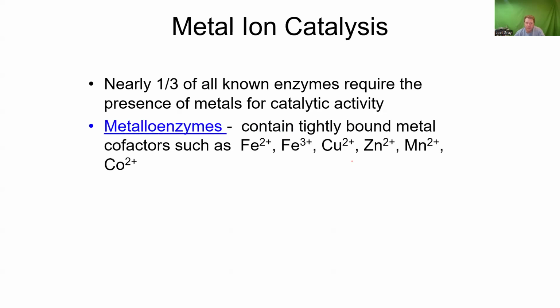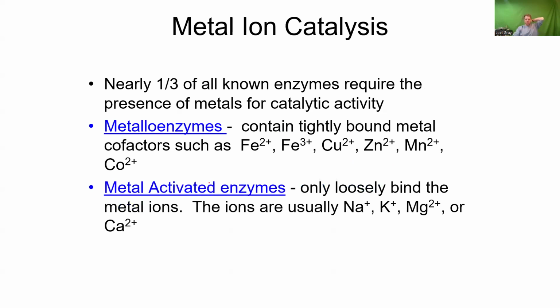For this, we have metalloenzymes. Metalloenzymes are enzymes that tightly bind metal cofactors like iron 2, iron 3, copper 2, zinc 2, manganese, cobalt 2. There are also metal activated enzymes, and this has to do with how tightly the enzyme binds. If an enzyme loosely binds a metal, that is a metal activated enzyme. If it tightly binds it, it is a metalloenzyme. These two terms are not interchangeable, though maybe you have heard them used interchangeably.